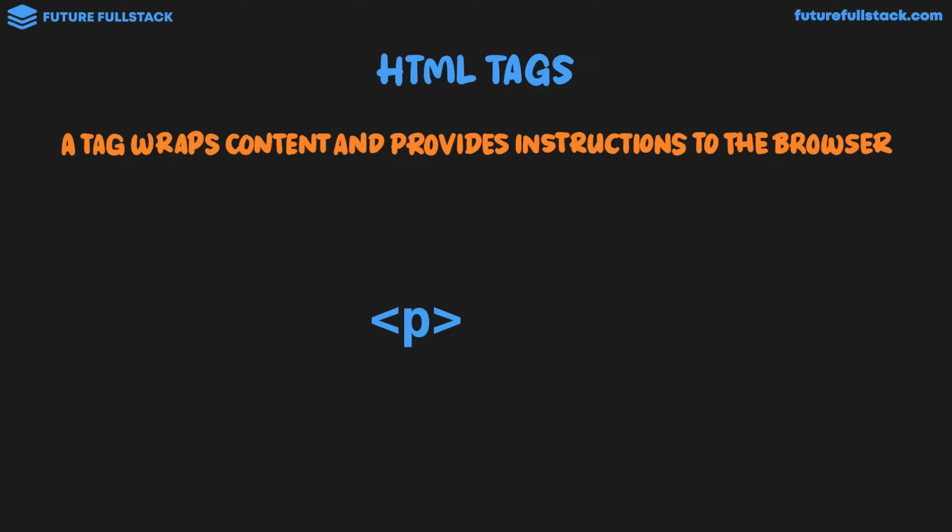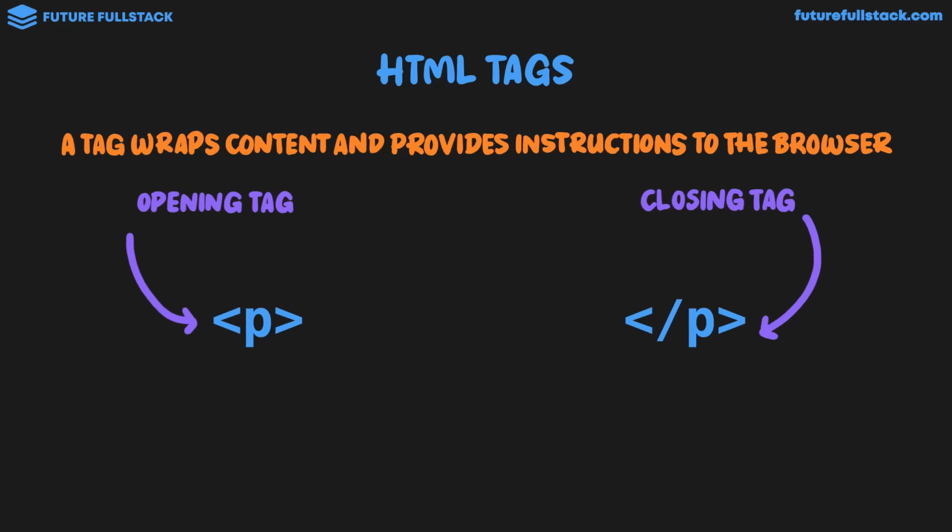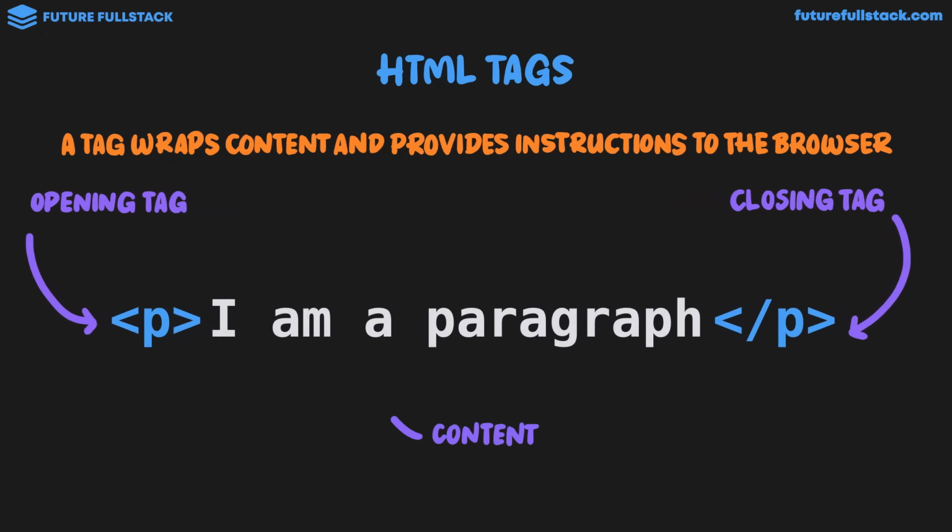An HTML tag, like the paragraph tag, has an opening tag that looks like this. There's also a closing tag that will look like this. These tags wrap the content. In this case, some paragraph text that says, "I am a paragraph." Now let's go through every part in detail.